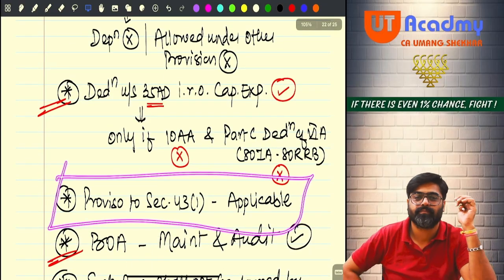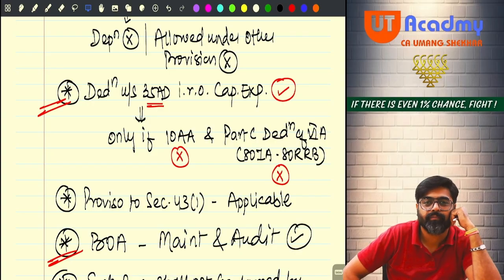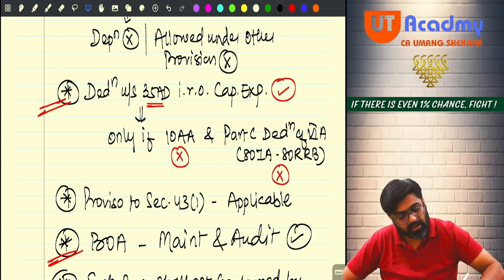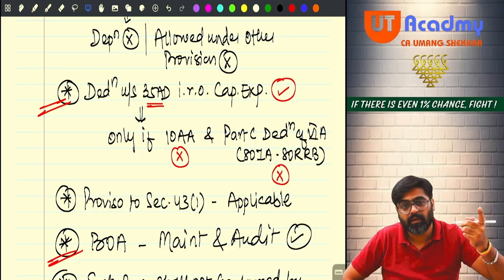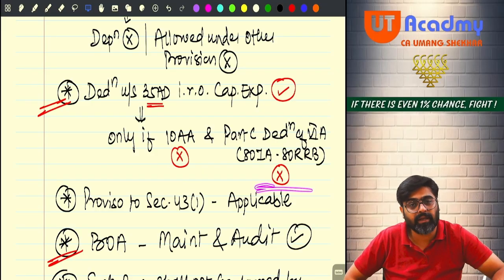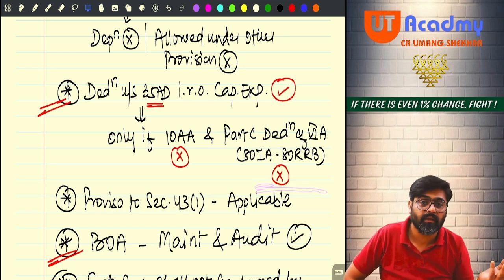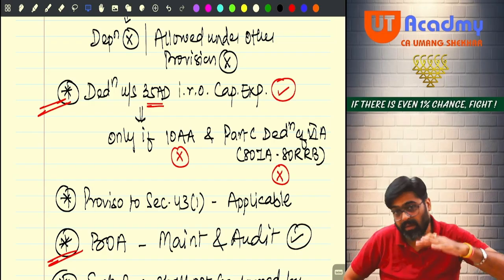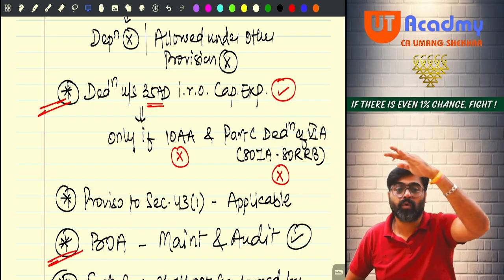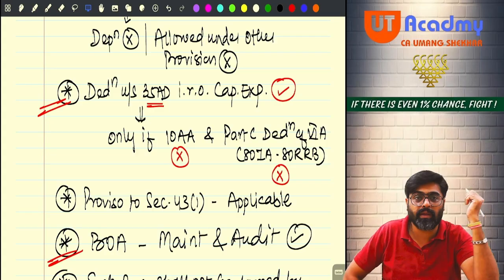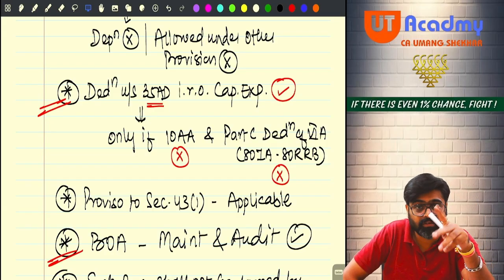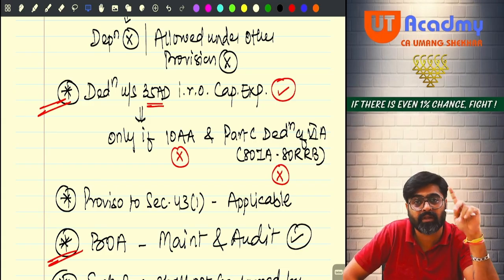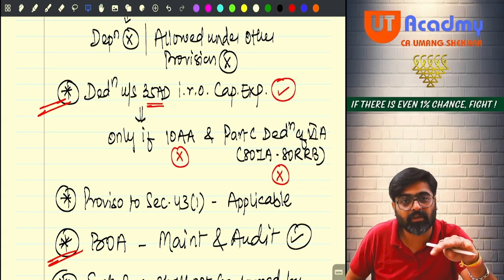Done, sir. Now, if you are claiming 10AA for that business, don't claim 35AD. If for that business you are claiming 80IA to 80RRB, don't claim 35AD. Then you will be able to claim 10AA, or then you will be able to claim 80IA to 80RRB. Meaning double benefit for a single business is not available. Take any one benefit for that business. Getting my point?